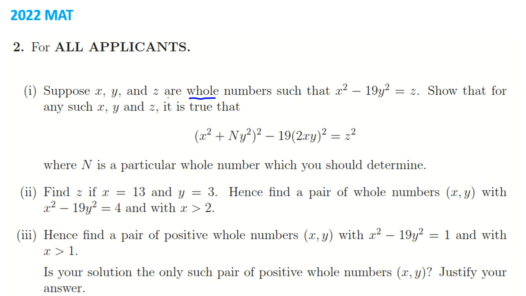Suppose x, y, and z are whole numbers such that x squared minus 19 y squared equals z. Show that for any such x, y, and z, it's true that x squared plus n y squared, whole squared, minus 19 times 2xy, whole squared, equals z squared, where n is a particular whole number which you should determine. So let's work first on the first part.